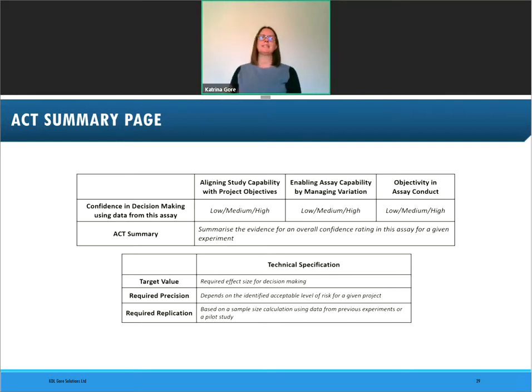Now, it wasn't that we had to have every single assay as high. You know, we did run some assays that were medium in some of these areas, but they were maybe the best assay for translation, or there was some other aspect of that assay that made it the key one that we needed to use. But it just meant that you knew the risk and the confidence you could have in the decision making when looking at the data from that assay.